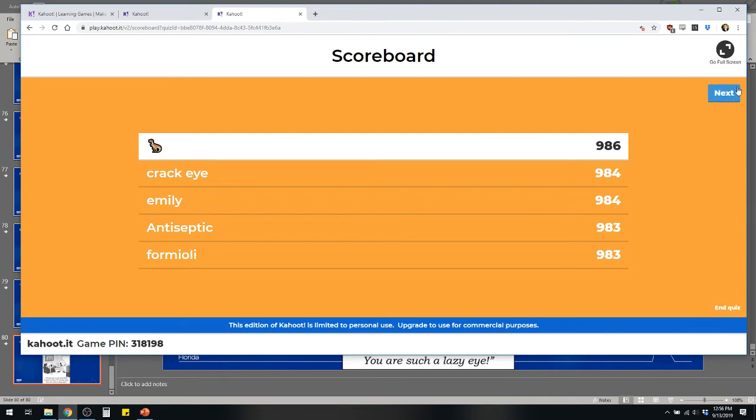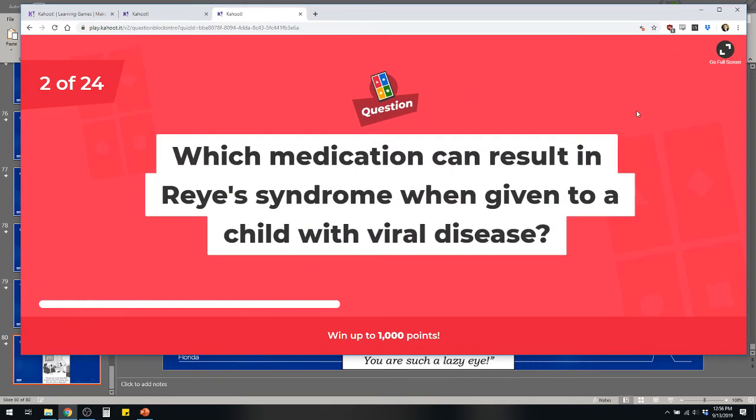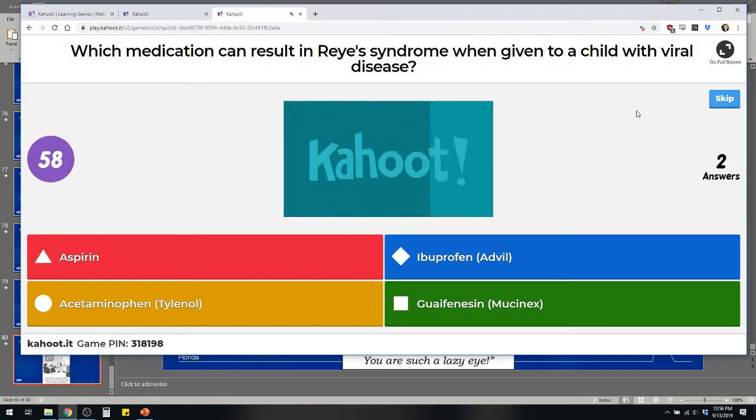She loves T-Rexes. Okay, which medication can result in Reye syndrome when given to a child with viral disease? So they're febrile, giving them something for their fever. What could treat this, or what could cause this, I should say? Be aspirin, ibuprofen, acetaminophen, or guaifenesin.